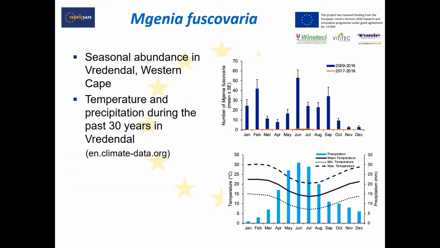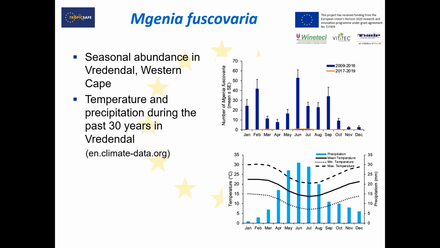The seasonal abundance of Mgenia fuscovaria in Vredendal in the Western Cape has been monitored since 2009 with yellow sticky traps. The dark blue bars in the graph on the top show the mean abundance, that is, the mean number of leafhoppers caught between 2009 and 2016, and the red line shows the number of leafhoppers collected following a prolonged drought from January 2017 to December 2019 in the Western Cape.